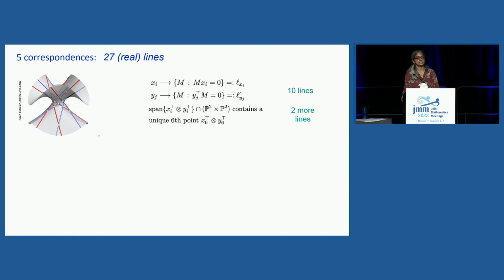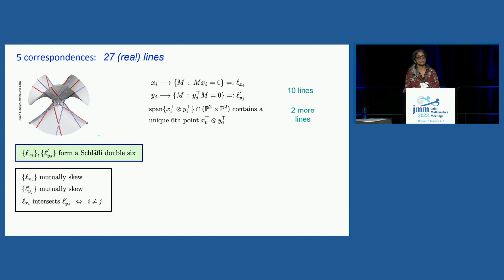5 of them are the ones we already have, and there's a 6th one, which I will call X6 transpose Kronecker product Y6 transpose. Okay, so they secretly carry with them 2 more lines. And now the very nice fact is that if you take these sets of lines, the X lines and the Y lines, they form what's called a Schläfli Double Six on this cubic, okay? So what that means is you have a line configuration with 6 lines here and 6 lines there.